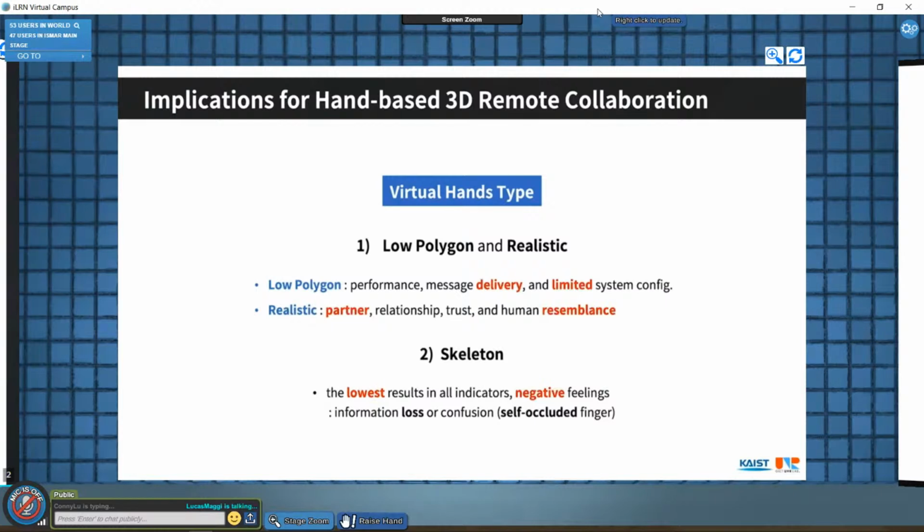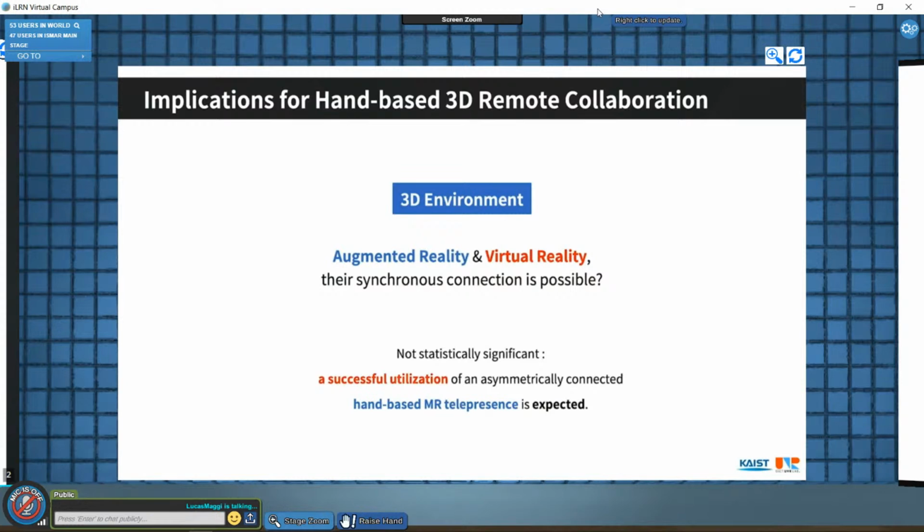In our study, the difference between AR and VR was not statistically significant in most of the user indicators, thus the successful utilization of an asymmetrically connected MR telepresence is expected, especially for hand-based tasks. However, some additional efforts of the VR users might be demanded when they find the wrong hand postures of themselves and partners. So when configuring an MR setup, this kind of limitation should be carefully improved to support the users.